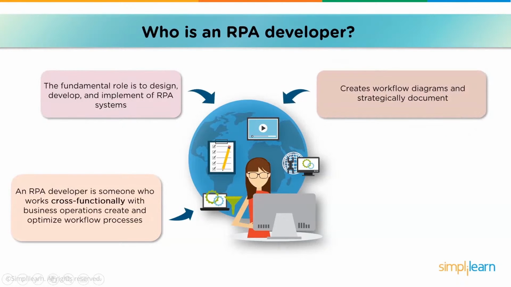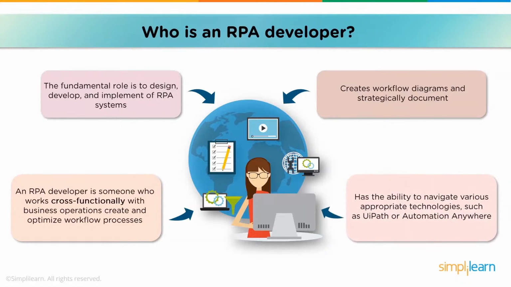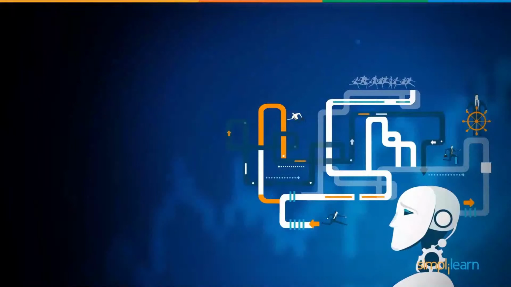In order to automate a business process, an RPA developer will be required to create workflow diagrams and strategically document the implementation. He's also responsible for bug fixes, so coding skills are important. Now, in order to be a successful RPA developer, you must have the ability to navigate various appropriate technologies such as UiPath or Automation Anywhere.